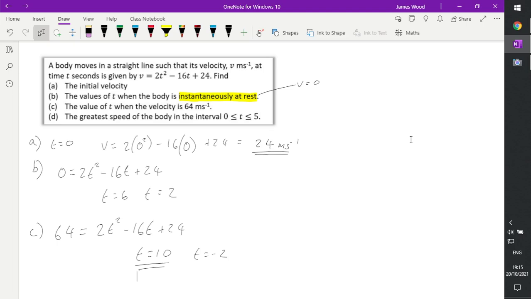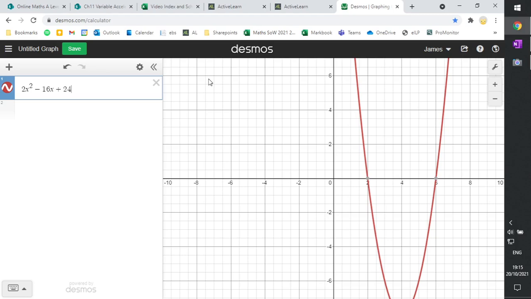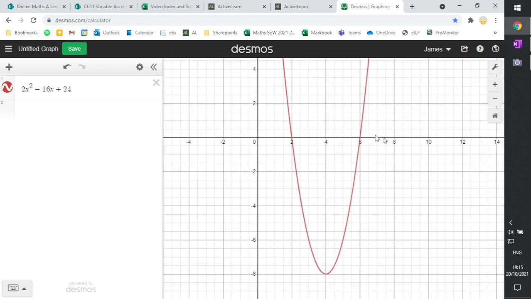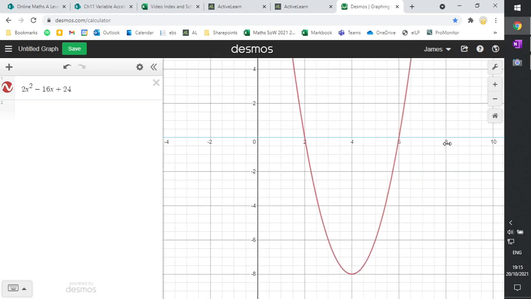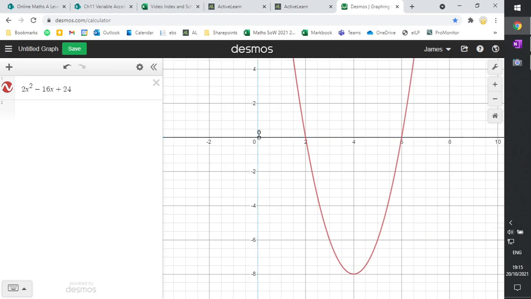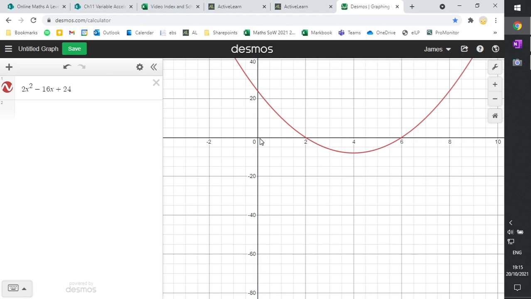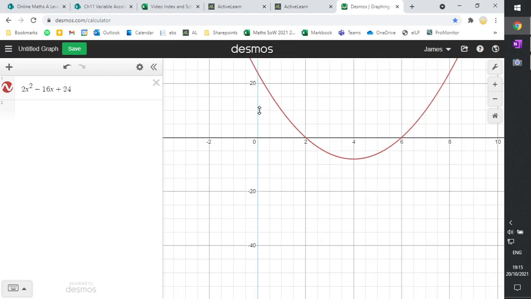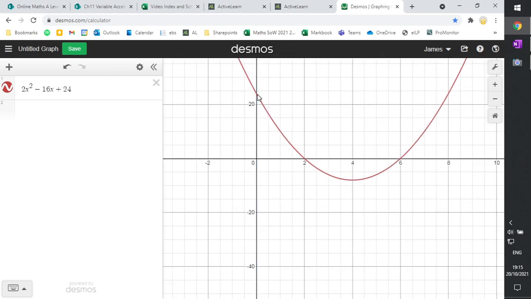It might be useful to think about these problems in terms of the graph as well. So if we were to sketch this function just on a graph, it would look a bit like this. So I've just sketched it y in terms of x rather than v and t. But this is a graph of the velocity. And we can see the information that was on there before. So we can see at t equals 0 is at the point 24. We can see the velocity is 0 when t is 2 and t is 6.